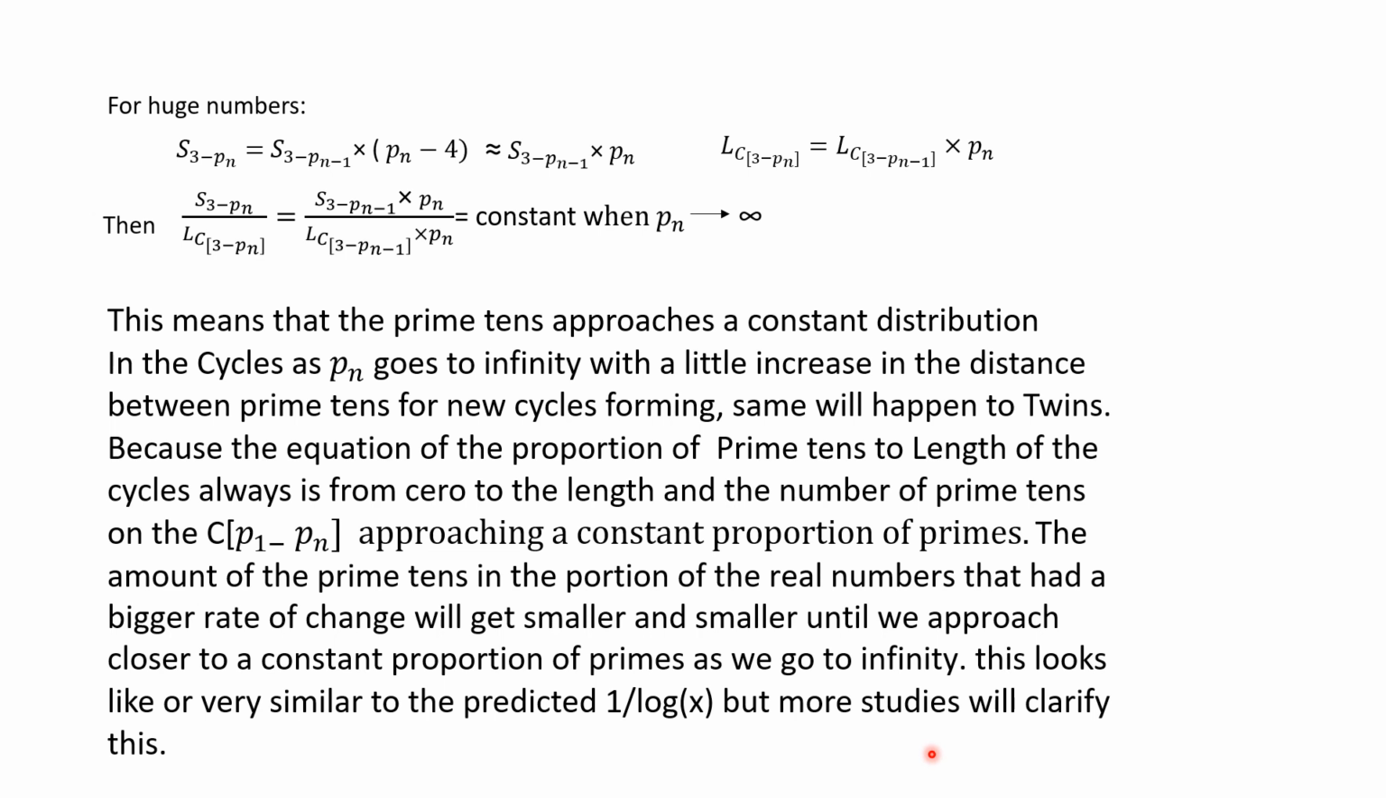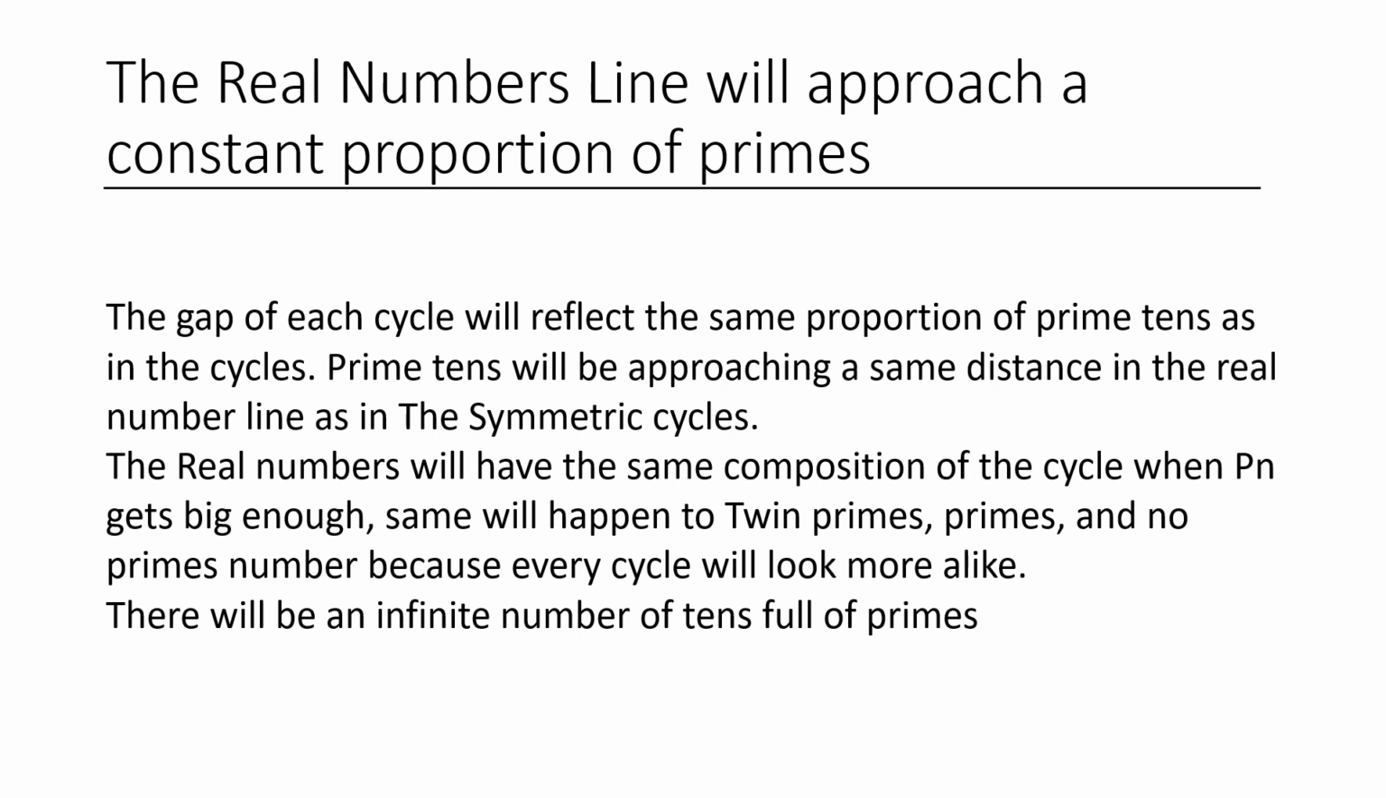It really is a gradual process, because there is a part of prime times that are in the real number line, but it's gradual. But as we go to infinity, prime times, twins, and the whole cycle are going to look more alike. We're going to have something more constant, and it will get stabilized. The real number line will approach a constant proportion of primes. The gap of each cycle will reflect the same proportion of prime times as in the cycles.